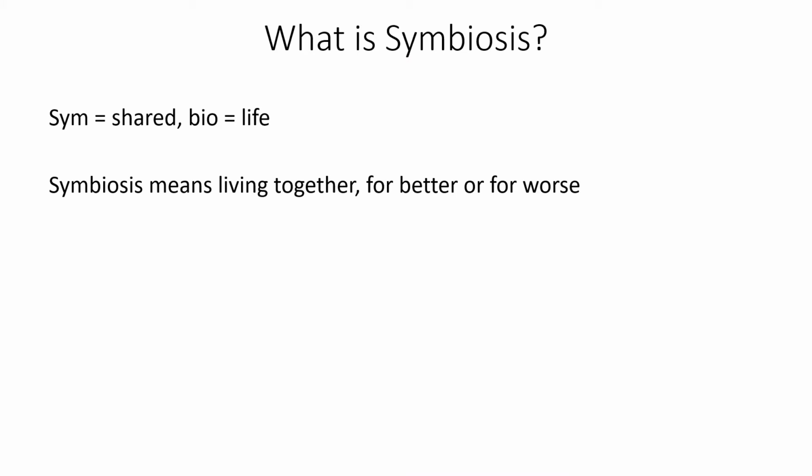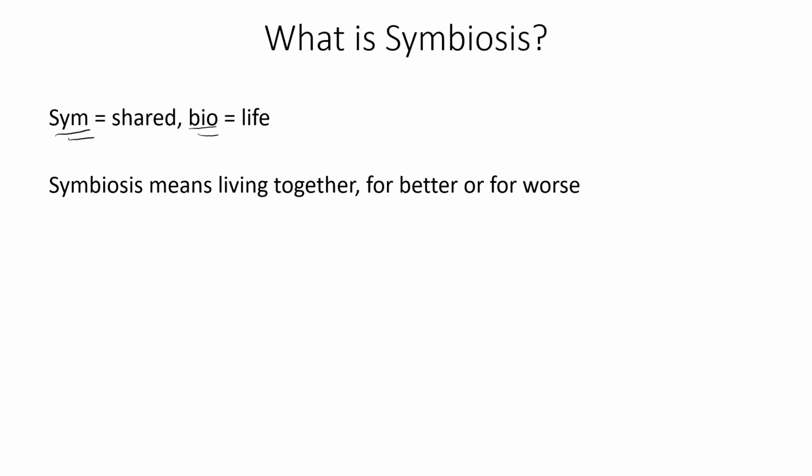You can break down the word, as we often do when we're trying to figure out what something means. Symbiosis. So sym is shared and bio is life. So symbiosis is a shared life. So we have two species living together, two different species at least, for better or for worse. Symbiosis is often thought to mean a positive interaction where both species gain something. However, a symbiosis can be parasitic or it can be commensal. So there's this whole spectrum of how these interactions can play out.